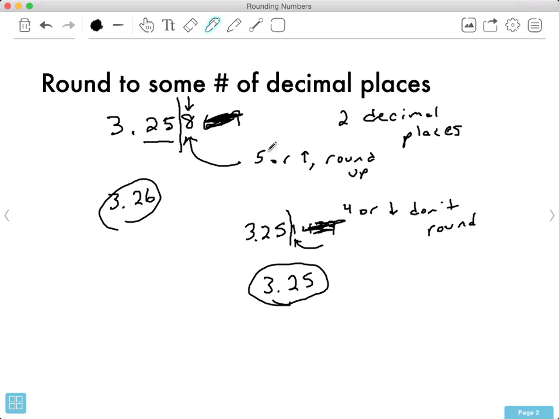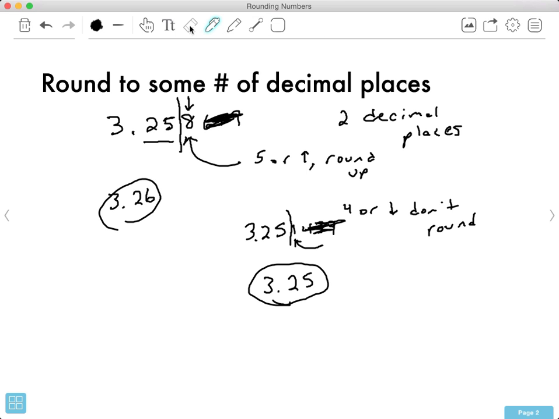This makes it so half your answers are rounded up. 5, 6, 7, 8, 9 is 5 or higher. That's 5 numbers that'll cause you to round up. And 0, 1, 2, 3, or 4 is 5 numbers that would cause you not to round. So half the time you round up and half the time you don't. I'm going to erase this page, so you could pause the video here if you'd like to jot that down, and I'll give you a second to do that. So pause now.